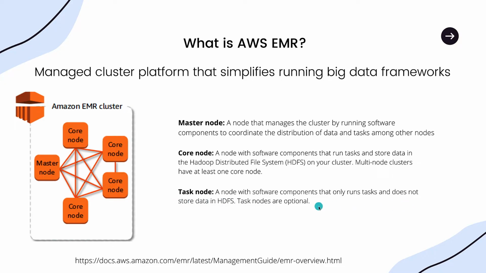Another type of node that we won't be touching in this course is a task node. It only runs tasks on the data. It does not store data. Task nodes are optional. We won't touch task nodes, but it is important to know what they are.